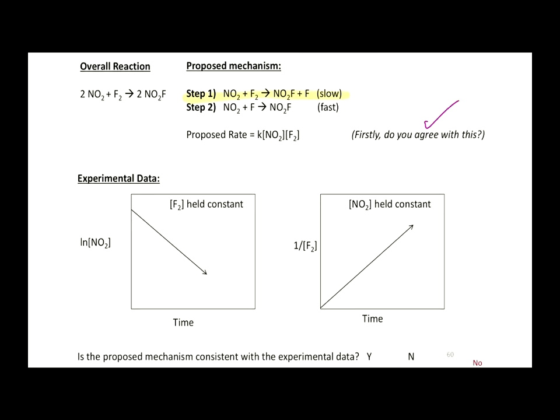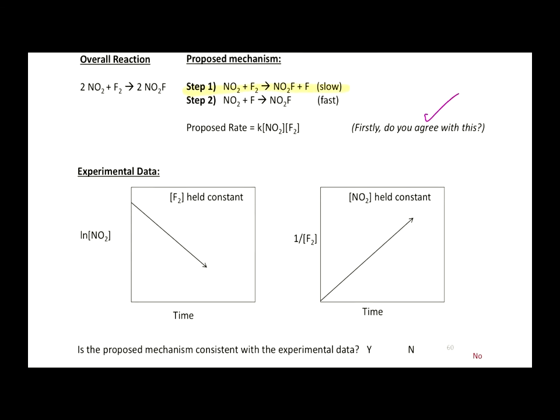So here's the experimental data. Does that data agree with the proposed mechanism? No? Why? What does this first graph imply? That NO2 is first order. But I want that. That's good, right? But what's wrong with the second graph?